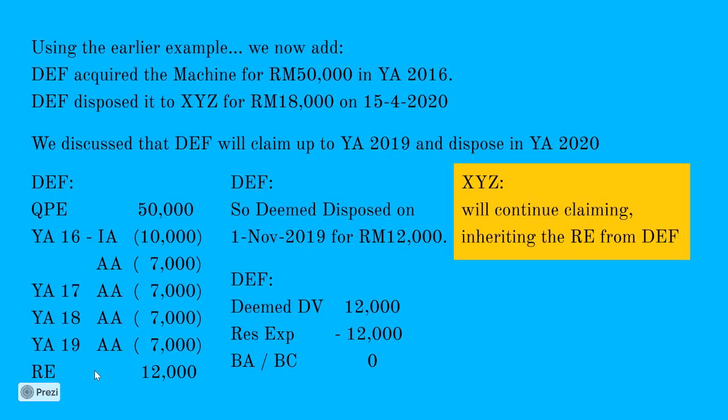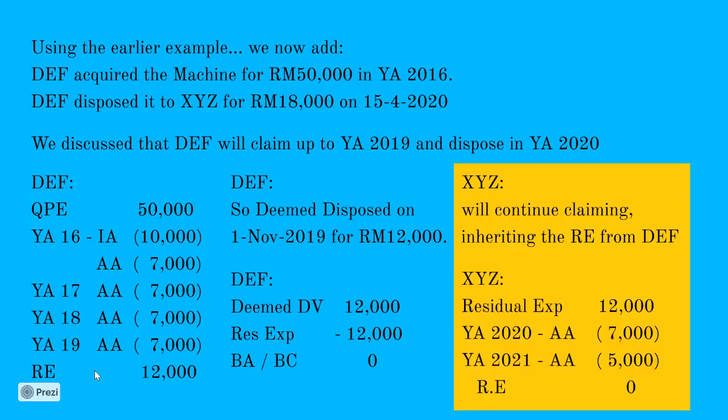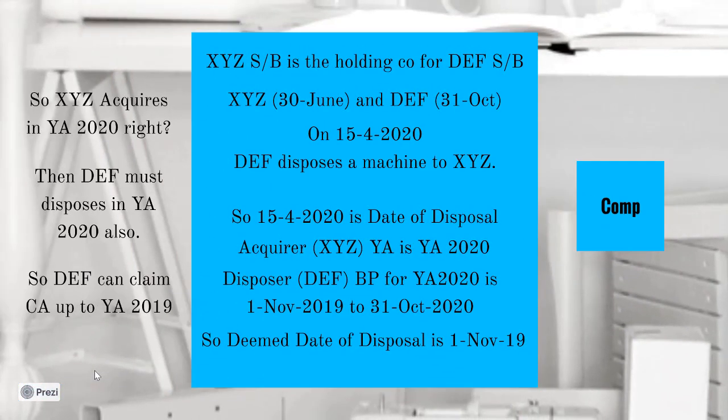Now, XYZ will continue claiming, inheriting the RE from DEF. What is the RE? 12K, right? So XYZ will get this asset at 12,000 residual expenditure. And XYZ will start claiming in YA 2020. Of course, you only claim your annual allowance as if you are the original owner of the asset. So the AA will be 7,000. After the claim of 7,000, you're only left with 5K. So basically, XYZ will be able to claim for YA 20 and 21. That's how you do control sale, okay?